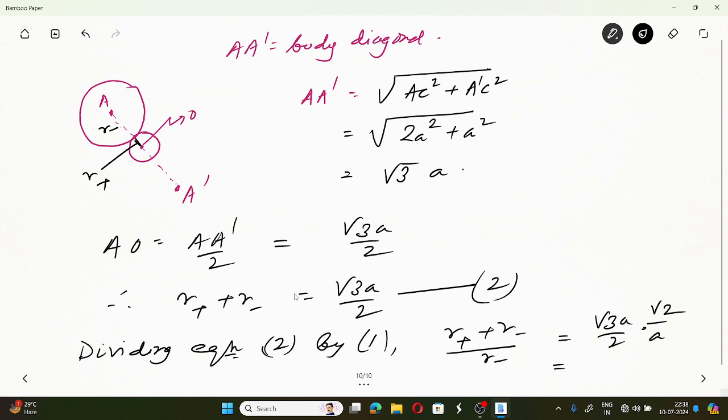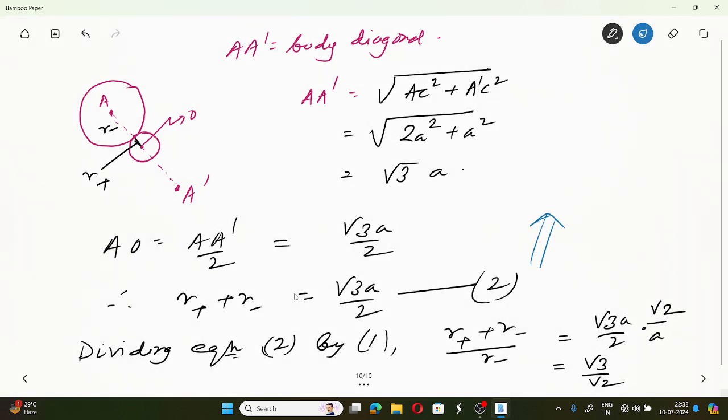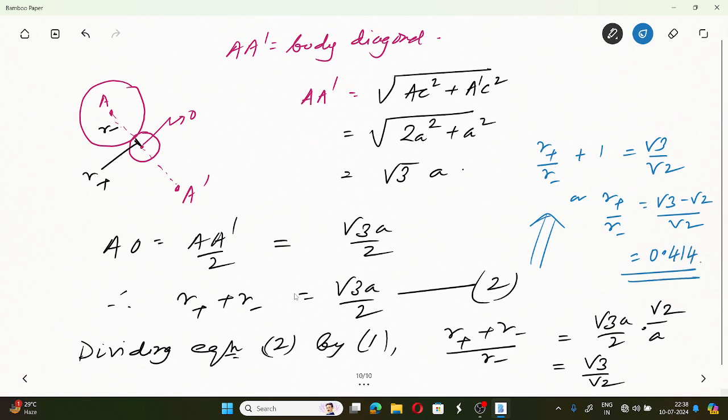So this is root 3 by root 2. So from here we can write R plus by R minus plus 1 equals root 3 by root 2, or R plus by R minus equals root 3 minus root 2 by root 2. So this comes to 0.414. So this is the minimum value for coordination number 4.